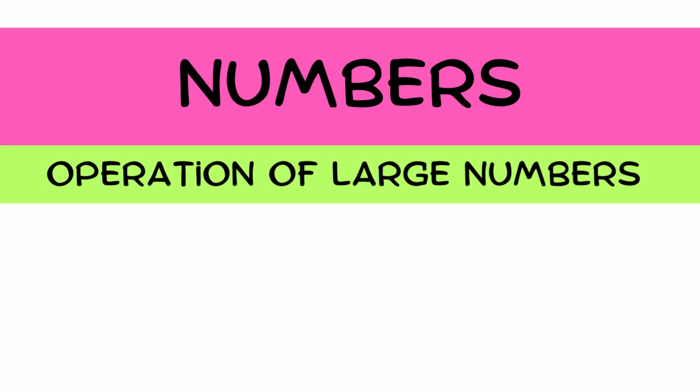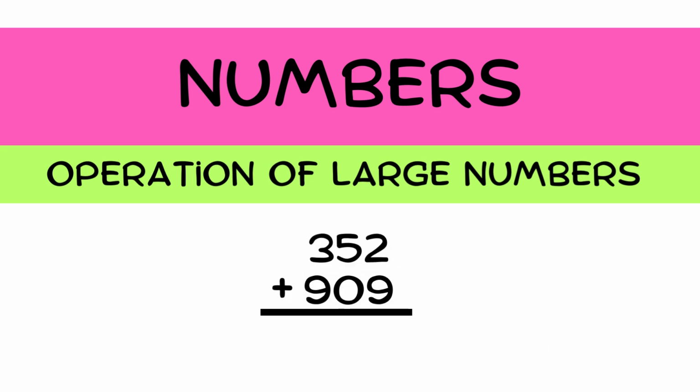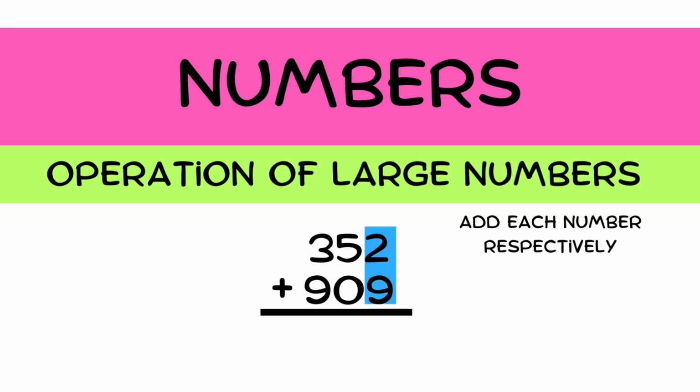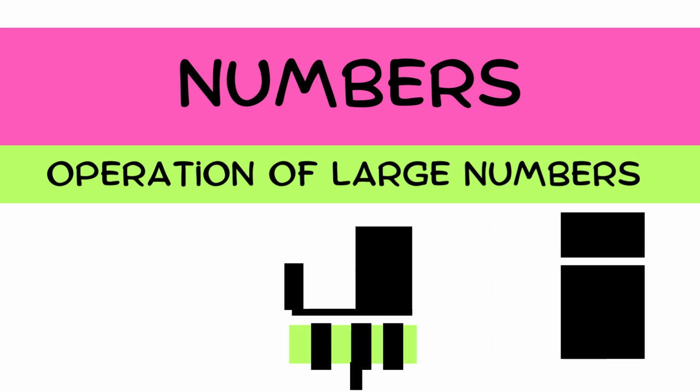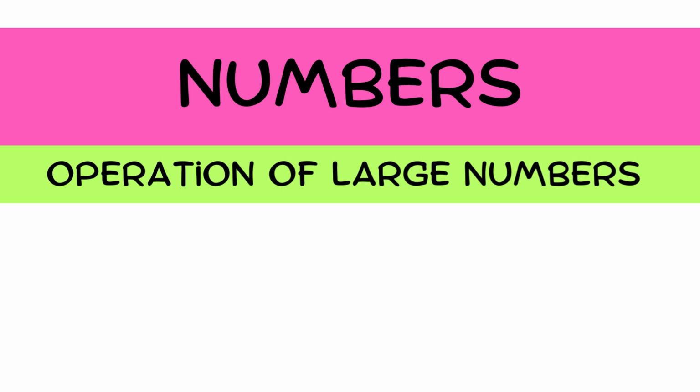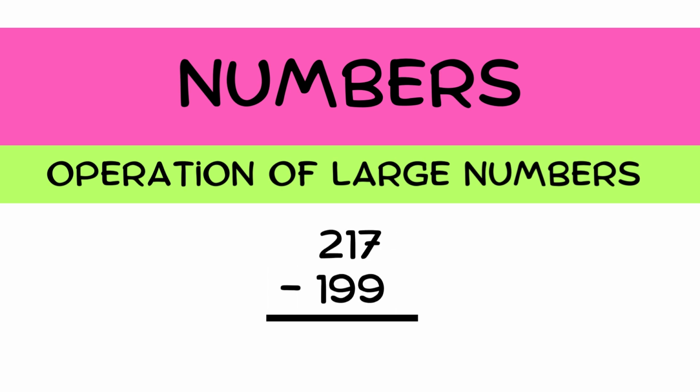For example, if we wanted to add 352 to 909, we would simply start from the right and add each number accordingly, pushing any 10-place values to the left until we reach the end, giving us an answer of 1,261. Similarly, with subtraction, say we wanted to subtract 217 from 199.